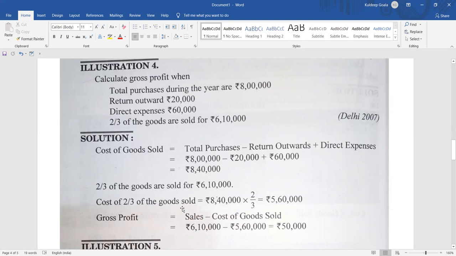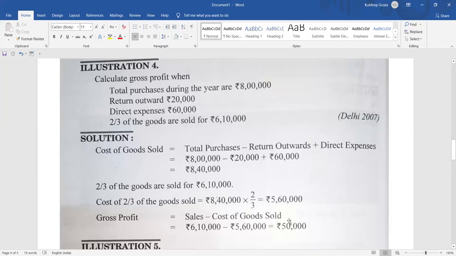And what is the cost? The cost of the 2/3 will be very simple. The cost of goods sold is 8 lakh 40,000. From there, simply find out 2/3. So it is coming 5 lakh 60,000. So 5 lakh 60,000 was the cost of goods sold, and the selling price of the goods was 6 lakh 10,000. So what will be the gross profit?